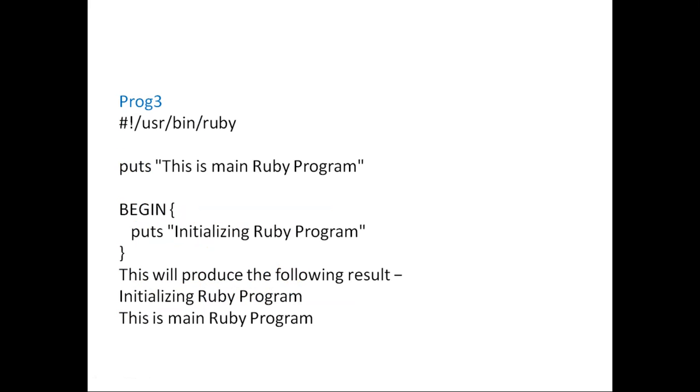Then coming to program number 3, we can initialize here. For initializing, you see the first line has exclamation user bin Ruby. It is common for all. Then this is main Ruby, and it will be executed after the initialization, like begin puts initialize Ruby program. That means if you run this program, the first output will be initialize Ruby program, then this is main Ruby program. I will show you the execution also, don't worry at this moment.